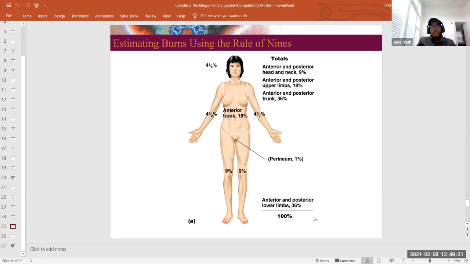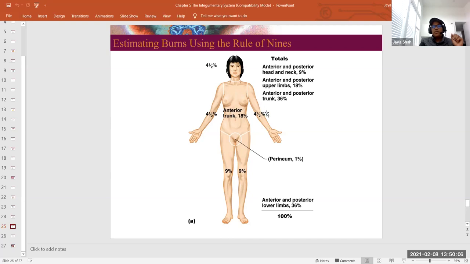So here, this lady is standing and you can see what is the percentage of burn. The total area of the body is divided into 11 regions and each region is 9%, and the perineum is 1%. So let's see here. The head region is 9%: anterior head 4.5%, posterior head 4.5%, 9%. That's the head region. Anterior upper hand and posterior upper hand, 4.5%, 4.5%, 9%.